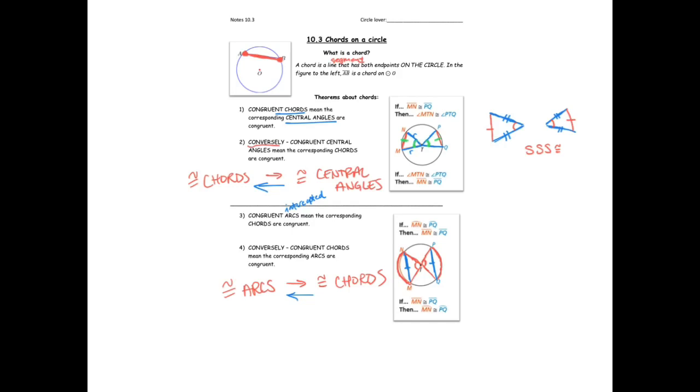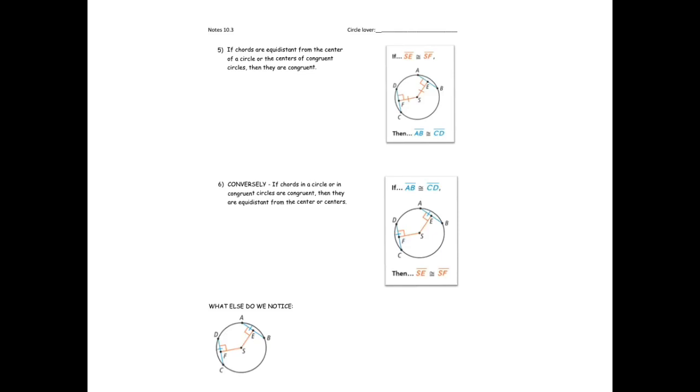And let's look at the next page. On the next page, it says if chords are, ooh, a little bit different. Okay, if chords are equidistant from the center. So we put this little chunk of radius here to show that it's equidistant. It's the same distance from the center as that chord. So DC is the same distance from the center as AB. And it's shown using that little SF and SE. That's to show that they're equidistant.